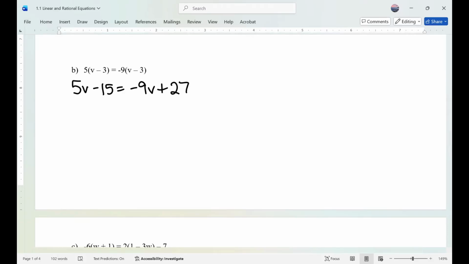Now you want to get your V's together and get your numbers together. What I normally like to do is move my V's together first so I don't get caught in a trap. And I'll show you what that trap is in a little bit. So I'm going to add 9V to the other side. And I'm going to take it slowly for right now. If you can move them both at the same time, go ahead, be my guest. All right, so this will give us 14V minus 15 equals 27. So now I go ahead and move the 15.